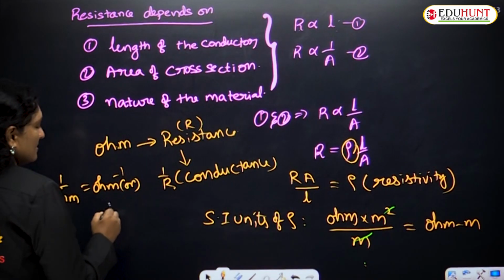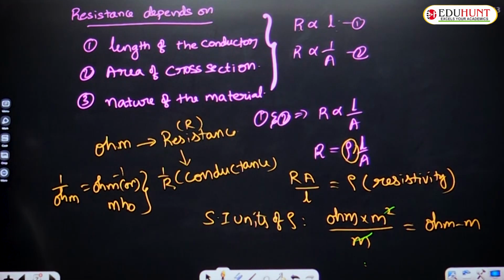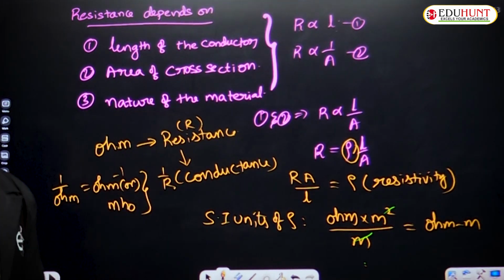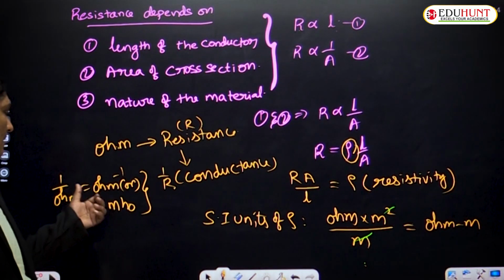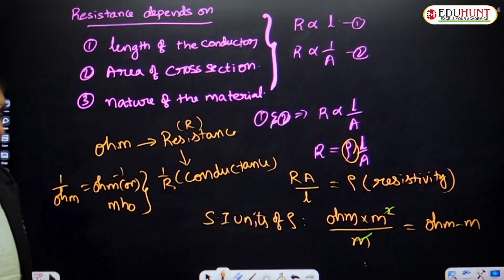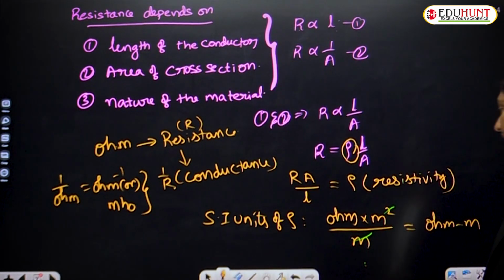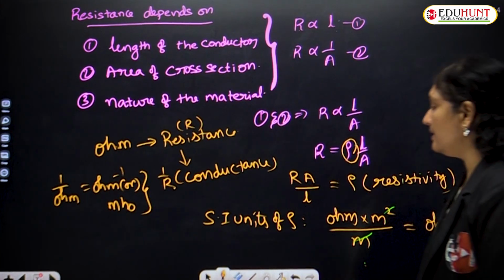Instead of that, you can simply call it mho. Either ohm inverse or mho. The reciprocal of resistance is called conductance. The unit is mho or ohm inverse. Similarly, we have the reciprocal of resistivity called conductivity. Okay? Well, that's it, children.